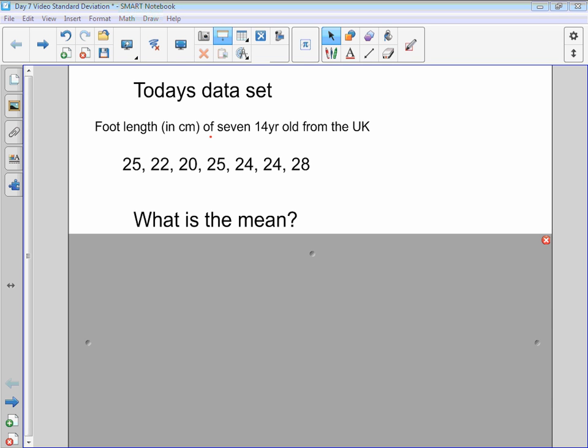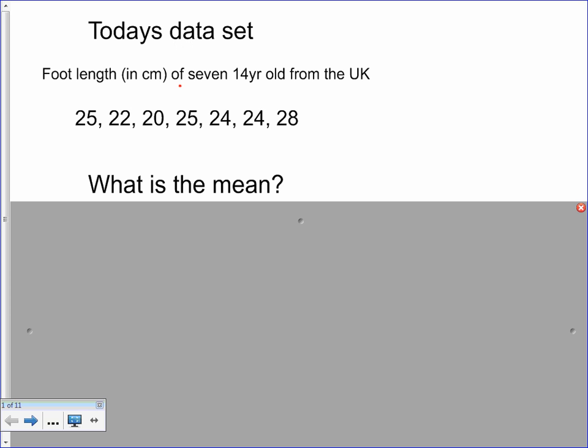Okay, so last night we talked about measures of center. We talked about mean and median, and we talked about one measure of spread, IQR. So tonight we're going to talk about another measure of spread, standard deviation. So let's talk about where standard deviation comes from and what the heck it means.